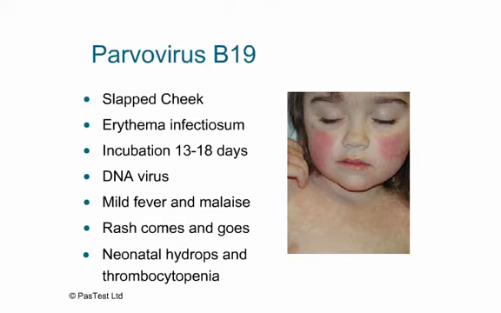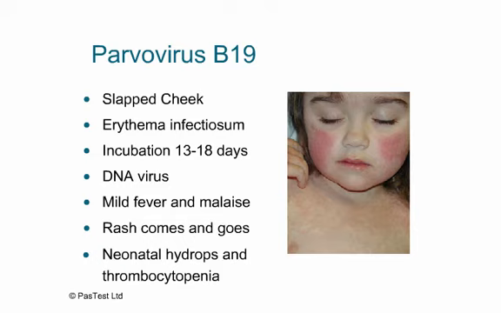The rash can come and go, but usually it is a benign condition. Not if it's caught by children with underlying problems with red blood cell synthesis, and the classic condition which this causes problems with is sickle cell anemia.